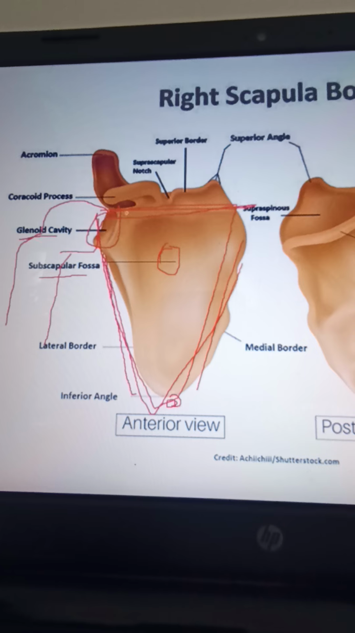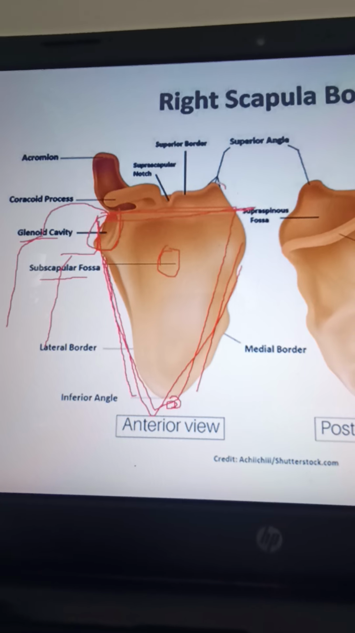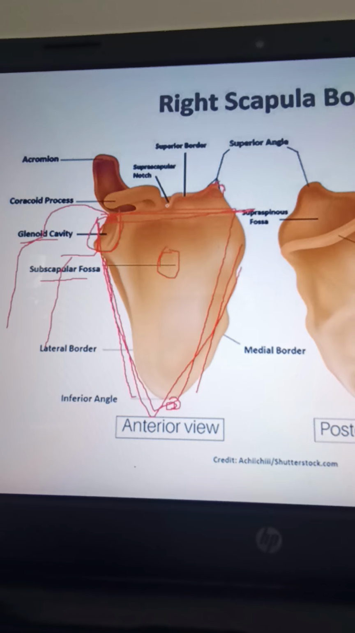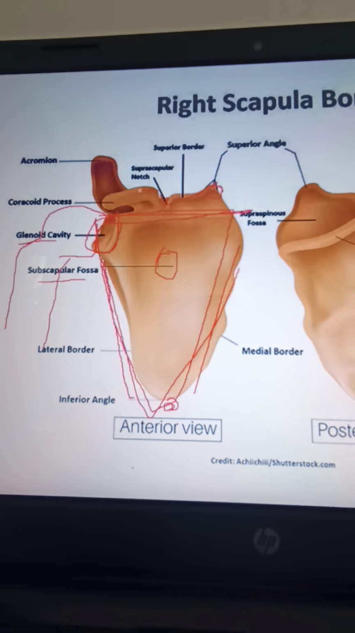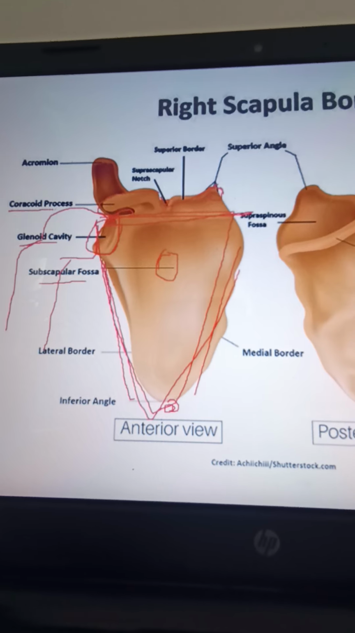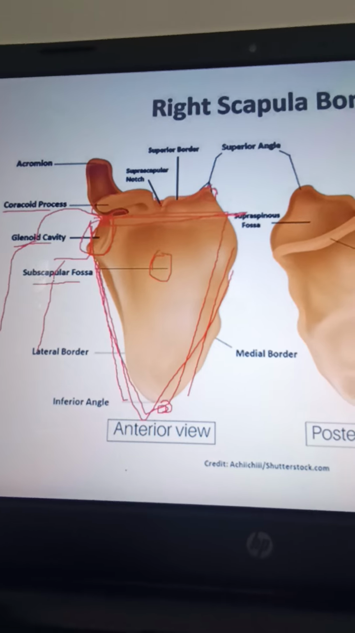Here I said that this is the lateral angle forming the glenoid cavity. So this is obviously the medial angle, or it can be called the superior angle. If you track your finger from the superior angle along the superior border, there is a small notch known as the suprascapular notch, followed by a beak-like process called the coracoid process. So that is important, coracoid process. So this finishes the anterior view of the scapula.